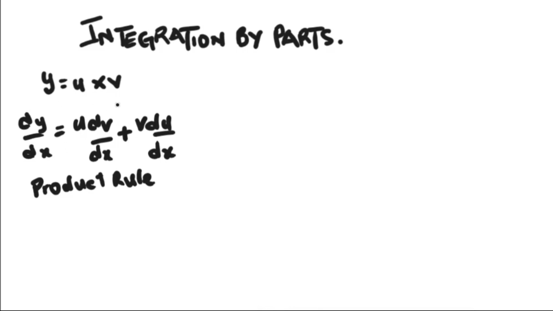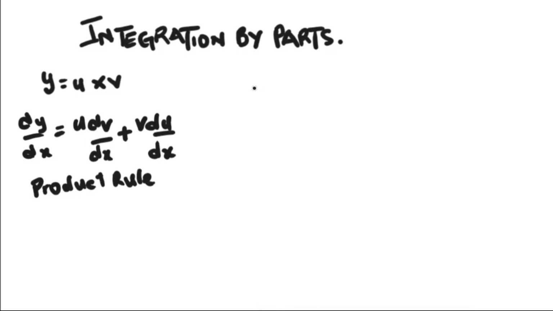Also, when we are integrating the product of two functions, we need the formula for integration by parts to solve this. So we are going to start from the product rule formula, then integrate both sides to see what we get.